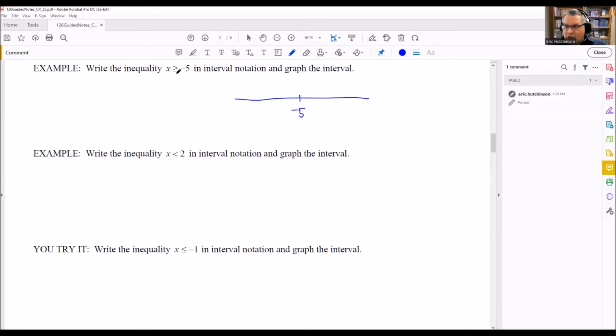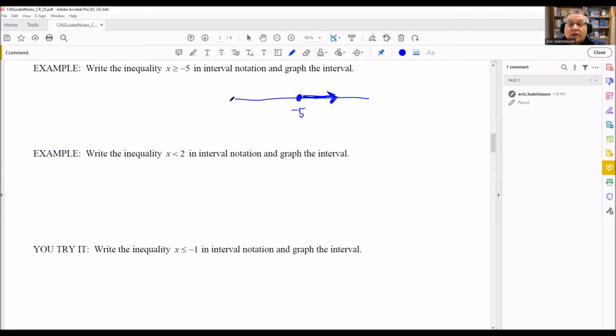There is an equal symbol underneath, which means that we're going to have a closed circle at -5, and it says greater than. So greater than means the arrow points to the right. Anything going to the right would be larger than -5. So this is what the number line graph would look like.